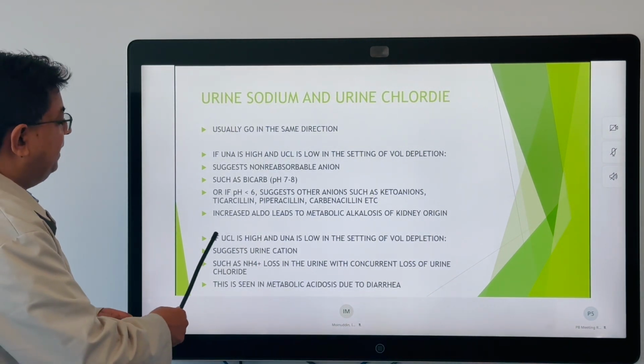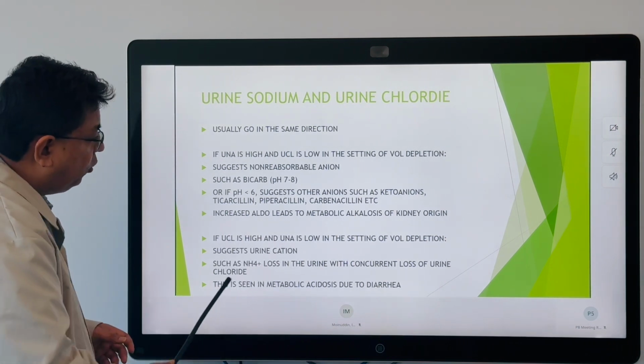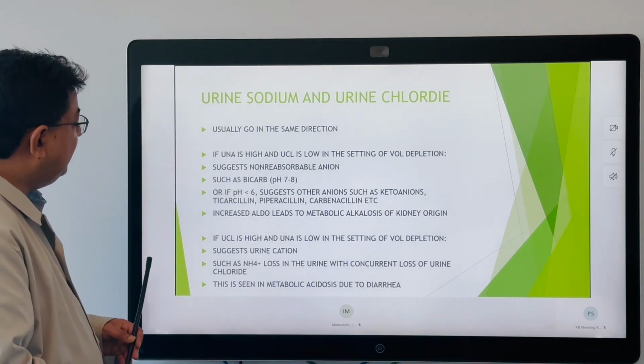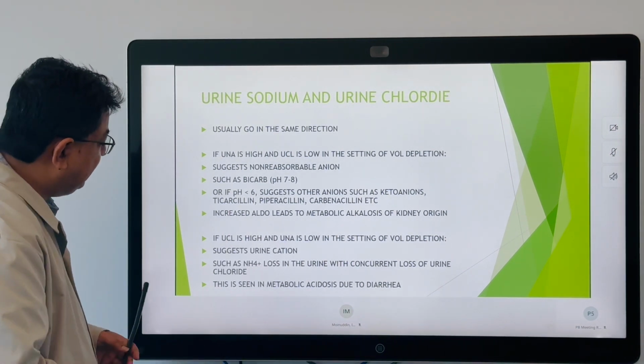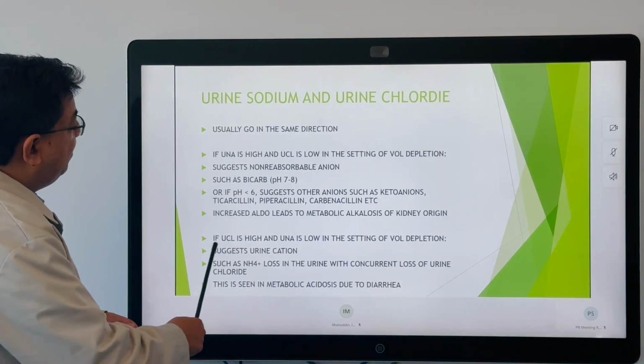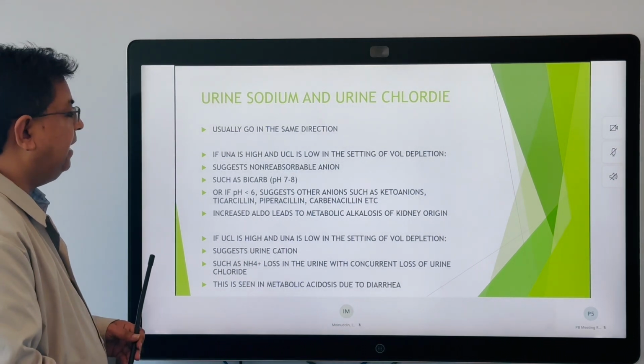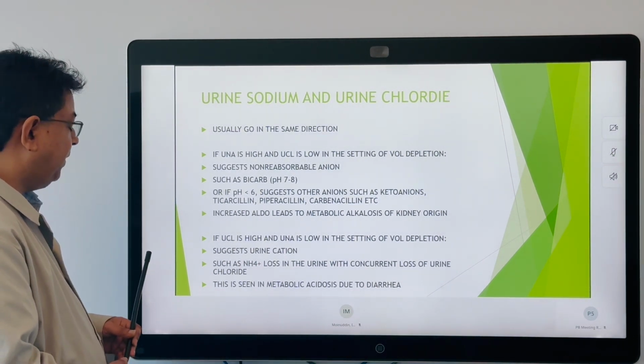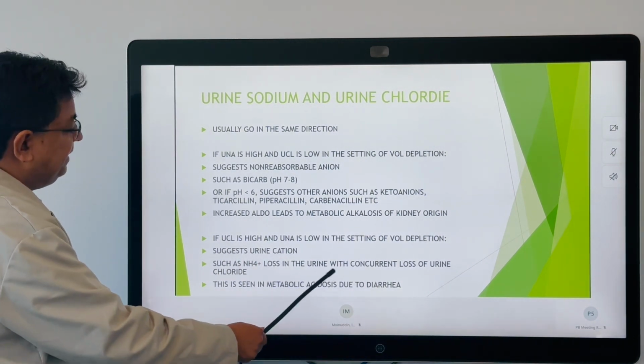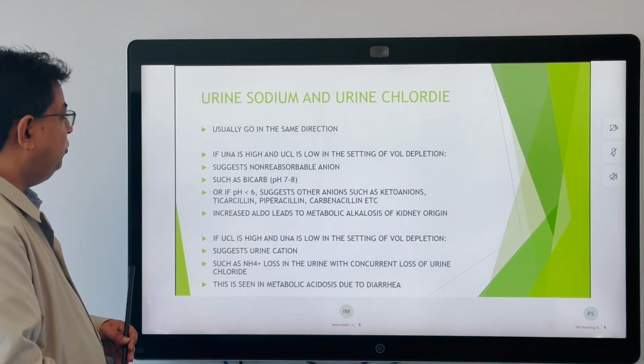If the urine chloride is high and the urine sodium is low in the setting of volume depletion, this suggests a urine cation, typically an ammonium cation, which is lost in the urine and causes concurrent loss of urine chloride. This is typically seen in metabolic acidosis due to diarrhea.